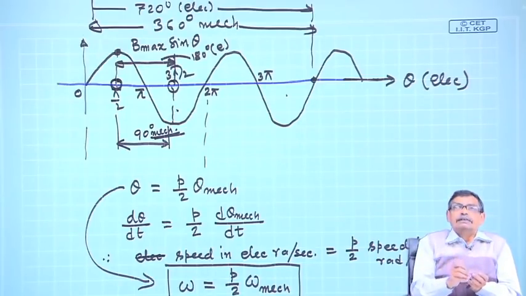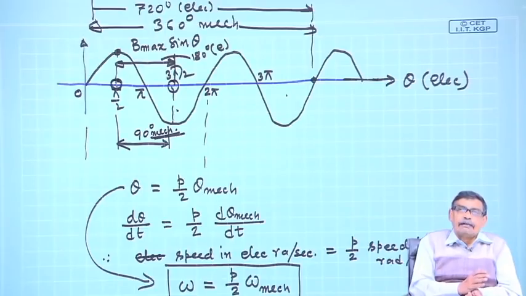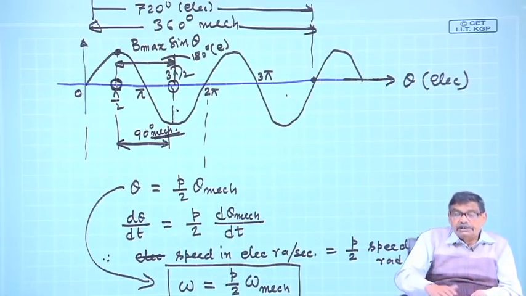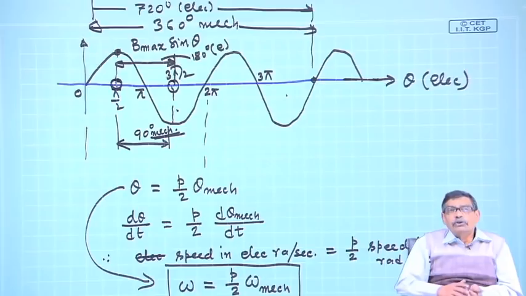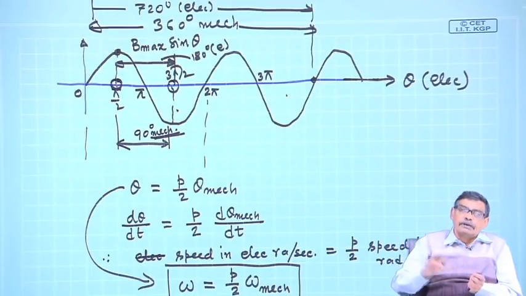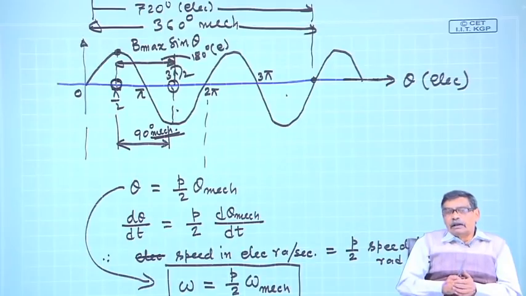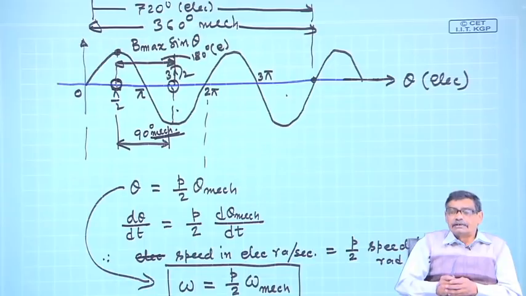What is mechanical degree? The mechanical degree we understand in geometry, that is the mechanical degree you can measure with a protractor, things like that. But when it comes to the generation of AC EMF, we immediately understand the number of cycles of EMF which will be produced as the conductor moves around the periphery of the rotor surface. Several cycles of EMF may be produced. One cycle of EMF is generally 360 degree, so 360 degree electrical.